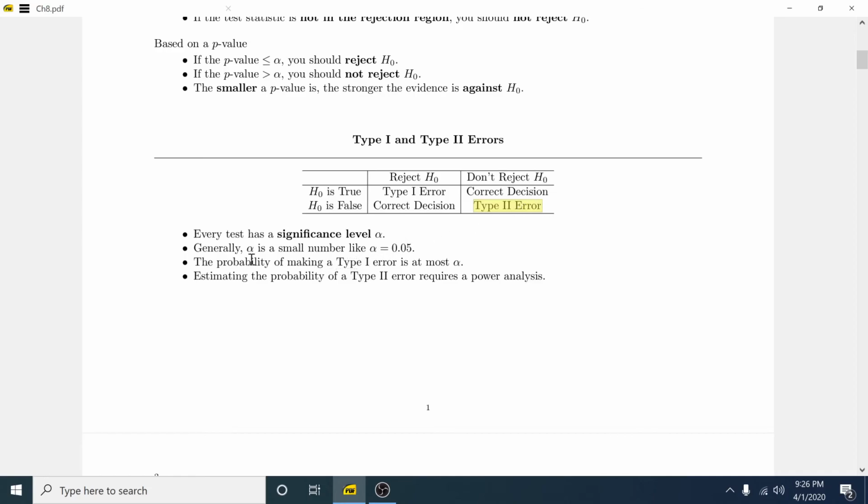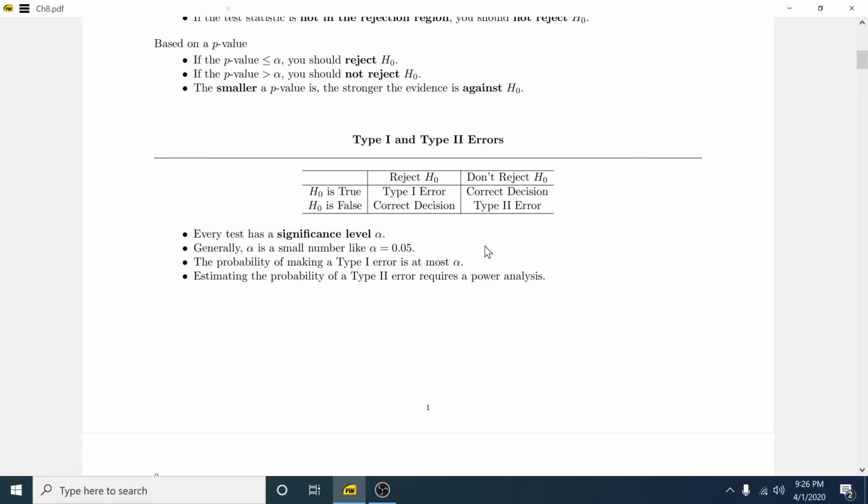Now, the probability of making a type 1 error, that's actually what alpha is. And again, because alpha is generally a small number like 0.05, that means the probability of making a type 1 error is going to be small. The probability of making a type 2 error is quite a bit more complicated. That requires something called a power analysis, and we're not going to cover that in today's video. That's beyond the scope of this video, but that might be something that we can get into later in the course.